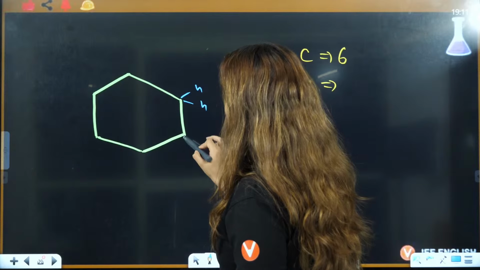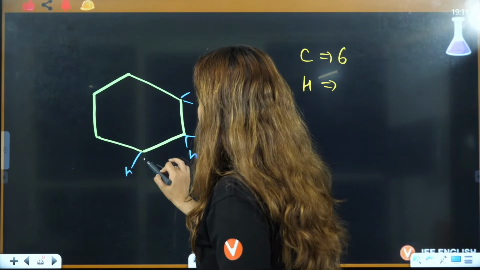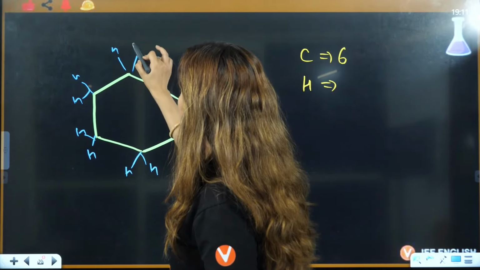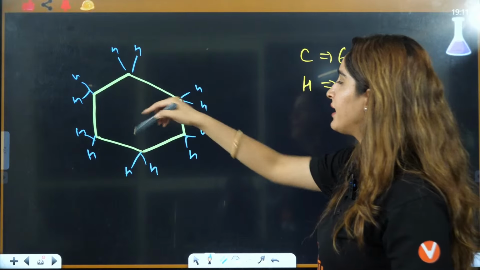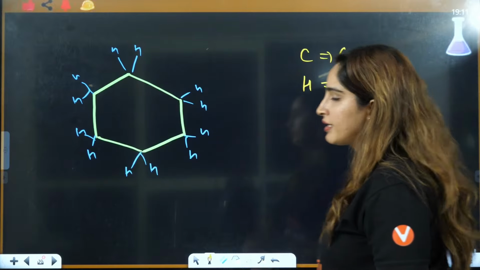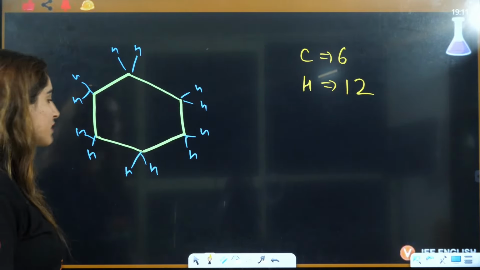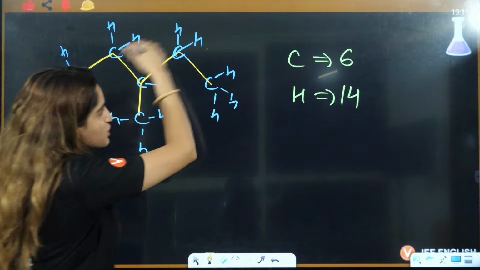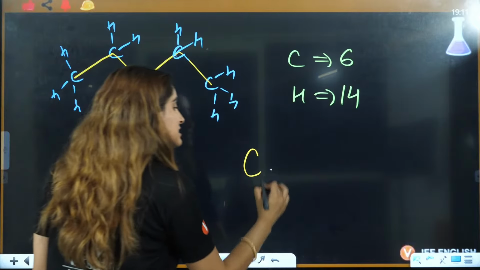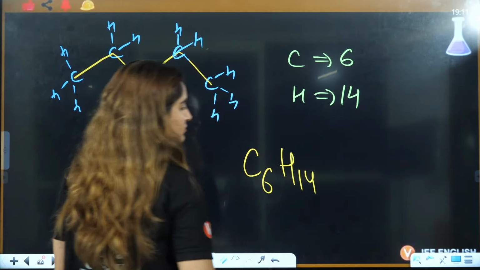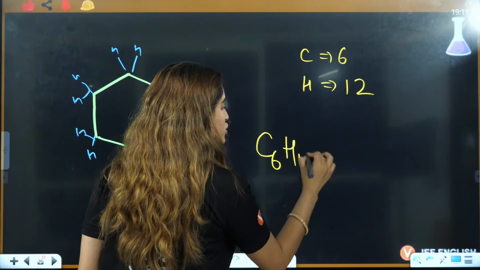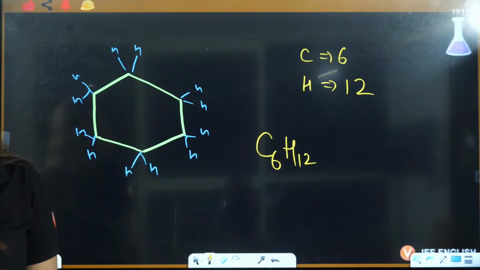1, 2, 3, 4, 5, 6, 7, 8, 9, 10, 11, 12. So the number will be 12, right? So you know how it is written. This compound can also be written like this. The formula of this compound will be written like C6H12, right? Okay, that is how it will be written.